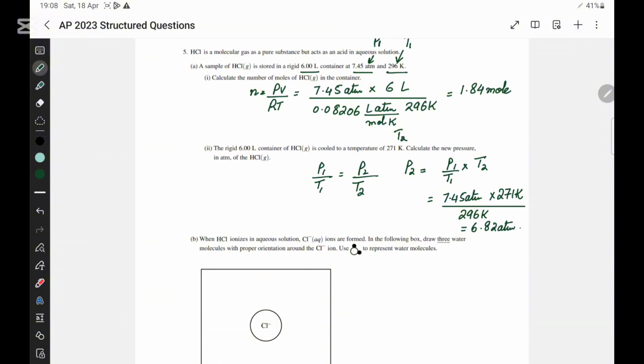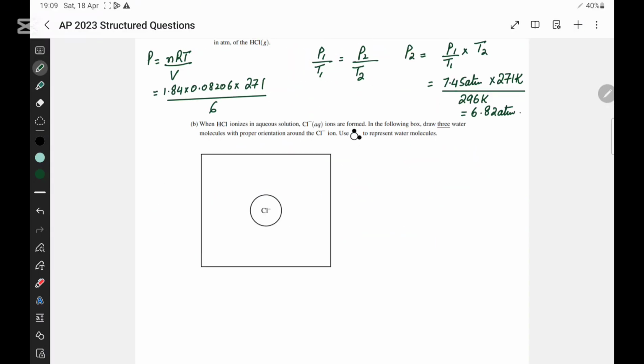atm. You can even use the formula P is equal to nRT divided by V. N is the number of moles, which we have already found, that is 1.84, times 0.08206. Temperature is going to be 271, and the volume is 6 liter. So you have the same answer.